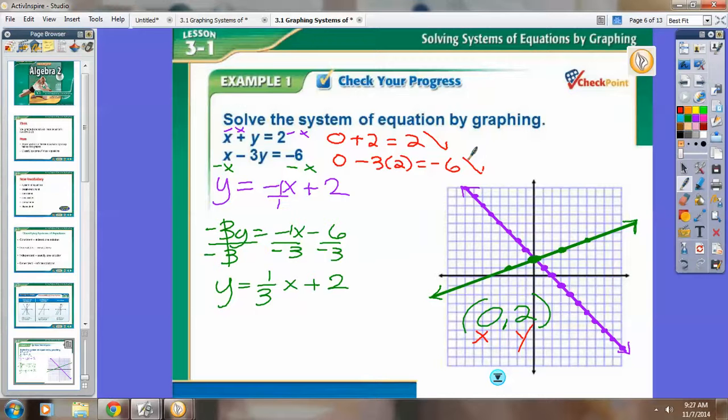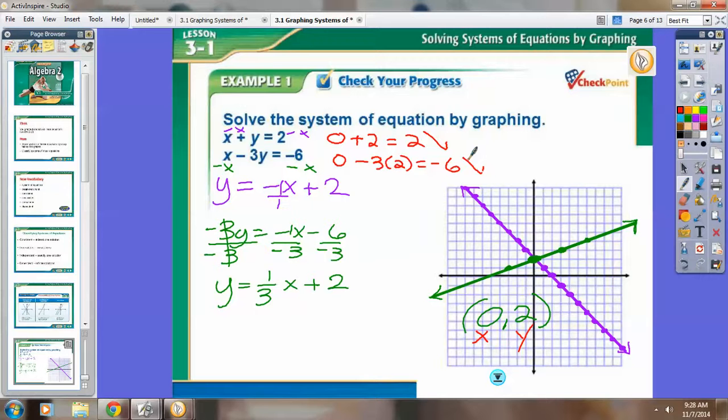That is the only ordered pair. There's only one that makes both equations true, and that's 0, 2. There's only one place where these two graphs intersect, and that's at 0, 2. And that's what we're trying to find. That point that makes both equations true is also the point of intersection. They have it in common.